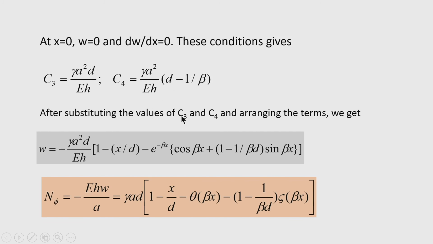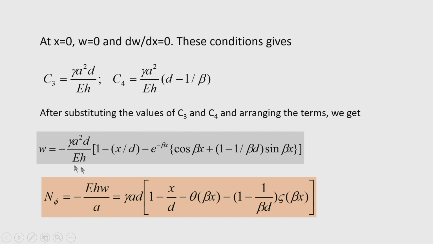After substituting C3 and C4, we can now write W as W equal to minus gamma a square d divided by E h into [1 minus x by d minus e to the power minus beta x (cos beta x plus (1 minus 1 by beta d) sin beta x)].